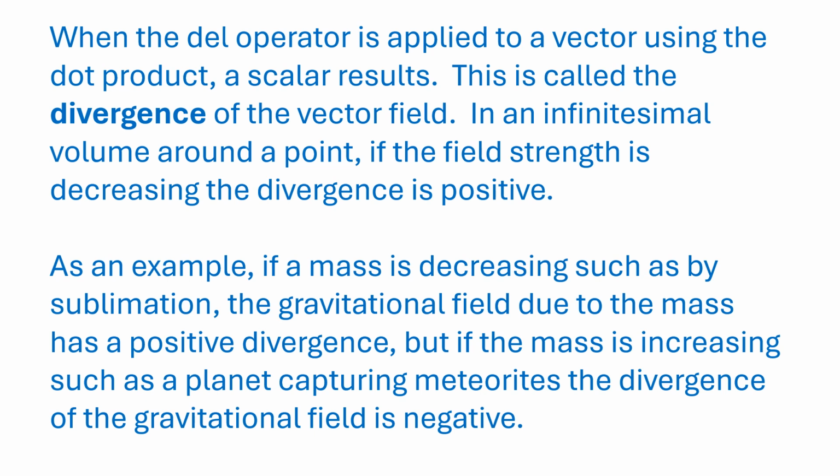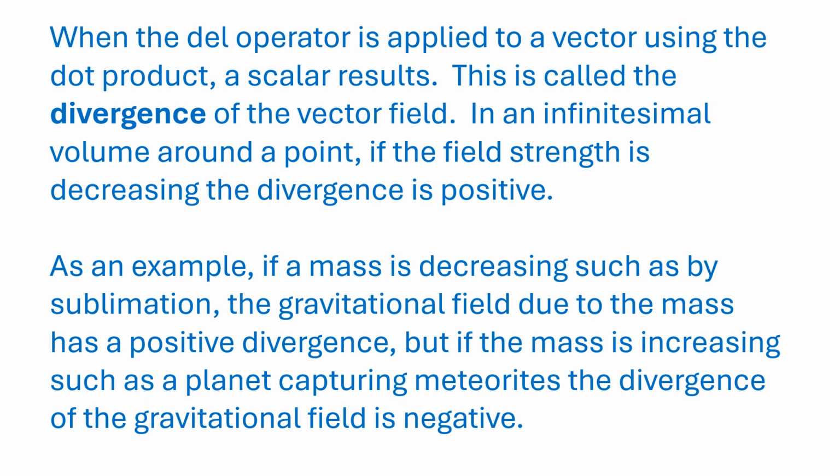When the del operator is applied to a vector using the dot product, a scalar results. We would take each partial times the corresponding component, and sum those. This is called the divergence of a vector field. In an infinitesimal volume around a point, if the field strength is decreasing, the divergence is positive.